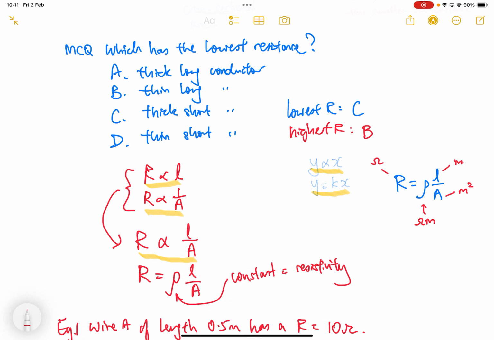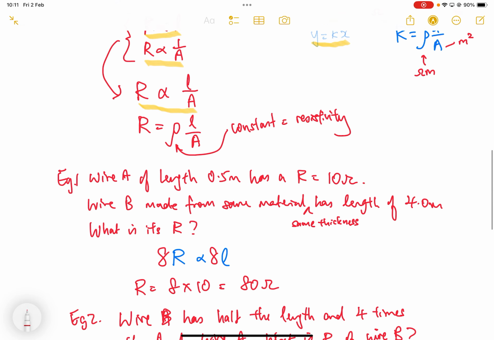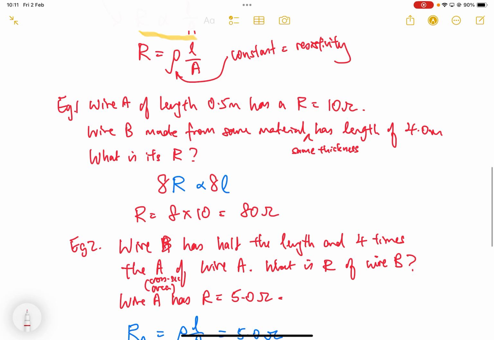So in O-level questions, when the question says it is made from the same material, they are telling you rho is constant. If they tell you that conductor A and conductor B are made from the same material, or they say copper wire A, copper wire B, they are telling you that resistivity is the same. So this resistivity is about the material. All right, I move on.